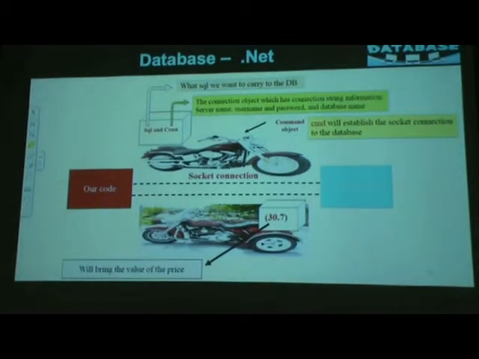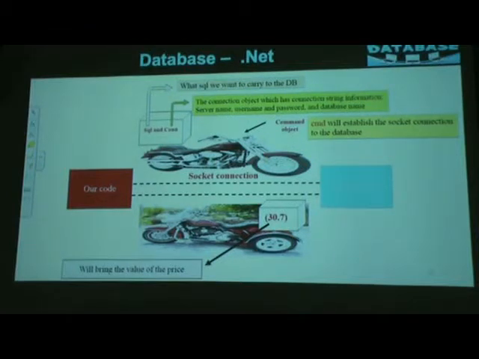This diagram shows how the command object will establish the connection between our code and the database server. So the command object will have two pieces of information: the SQL we issue, and the connection object. The SQL is what we want to carry to the database, and the connection object has the connection string information: server name, username and password, and database name.